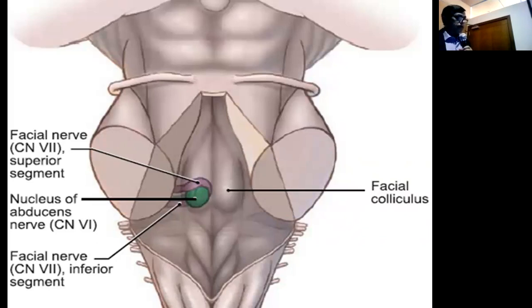And here we have the nucleus of the abducent nerve. And these are the fibers of the facial nerve going around the nucleus of the abducent nerve. So what we call a facial colliculus is not the facial nucleus. These are the fibers of the facial nerve going around the abducent nerve nucleus. Nevertheless, if you go there, you will damage both.